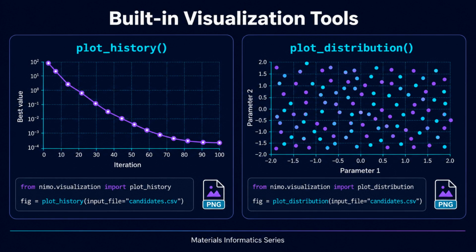NIMO provides built-in visualization functions to make analysis easier. The plot history function creates a chart showing how the best objective value improved over time. The plot distribution function shows where samples were taken in your search space. These functions are simple to use. Just import from NIMO visualization, pass your candidates file, and save the resulting figure. These tools help you quickly assess whether your optimization is progressing well without writing custom plotting code.